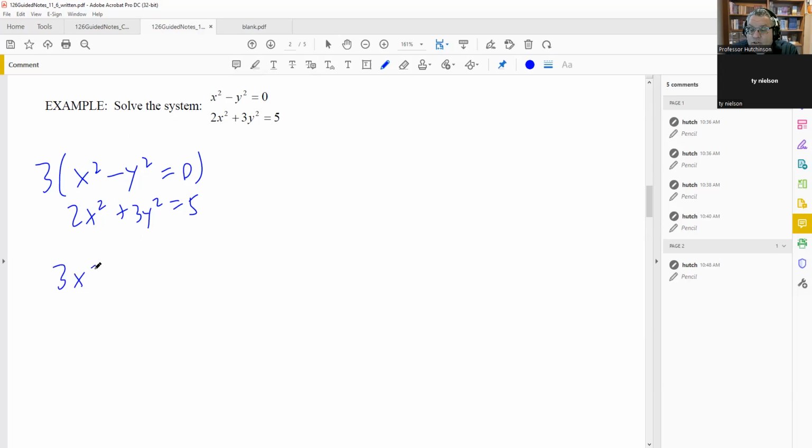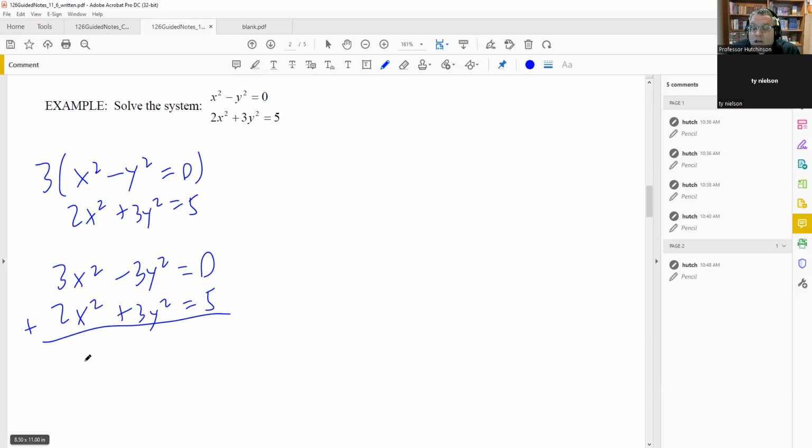Multiply this through: 3x squared minus 3y squared. 3 times 0 is 0, so that's there. The bottom equation is there as is. I'm adding this together. That's going to eliminate the y squares. So I get 5x squared is going to equal 5.